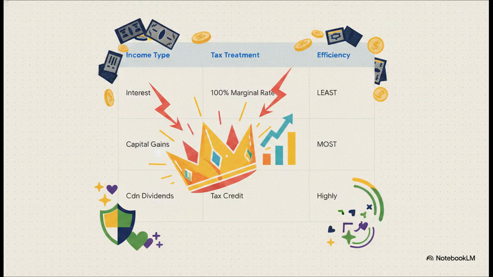Just look at the top tier here. Interest income from bonds or T-bills is the least efficient thing out there. It's 100% included in your income and just punished at your full marginal tax rate. Ouch. Moving down, Canadian dividends are actually highly efficient thanks to the dividend tax credit. But the absolute crown jewel of tax efficiency is sitting right there in the middle, capital gains. If you sell a stock or an ETF at a profit, only 50% of that gain is actually added to your taxable income. It's a total game changer.